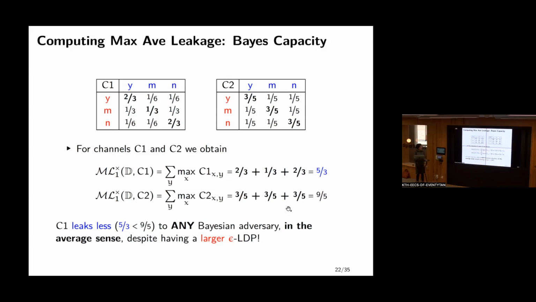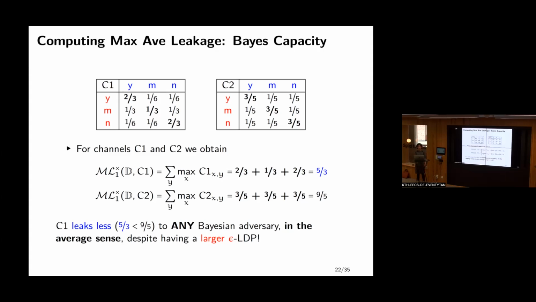So you compare them and you see very quickly that the highest leakage in the average sense of channel 1 is smaller than the highest leakage in the average sense from channel 2, because 5/3 is less than 9/5. This is despite the fact that channel 1 had a larger value of local differential privacy. So they completely go against each other. They don't correspond to each other. They are not consistent with each other. And it is any Bayesian adversary in the average sense. I didn't choose a particular adversary; it is any class of Bayesian adversary in the average sense.